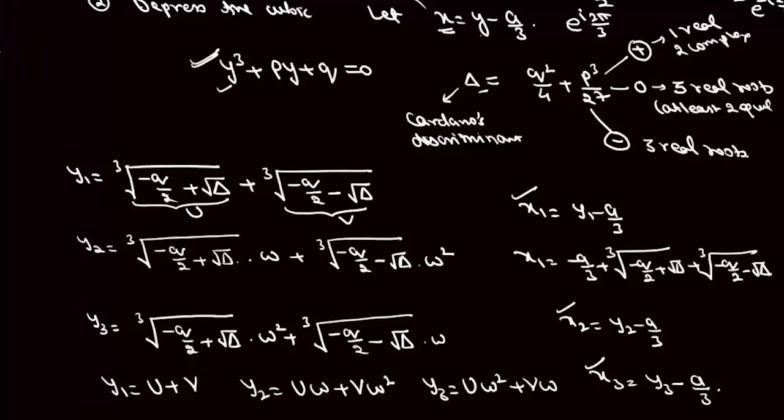And the interesting case in this is this third case where delta is negative, and say it is minus k, then this under root delta will be root k iota. In this case, both u and v will be complex, but you'll get all your roots as real roots. So all the three real roots will come via complex numbers.